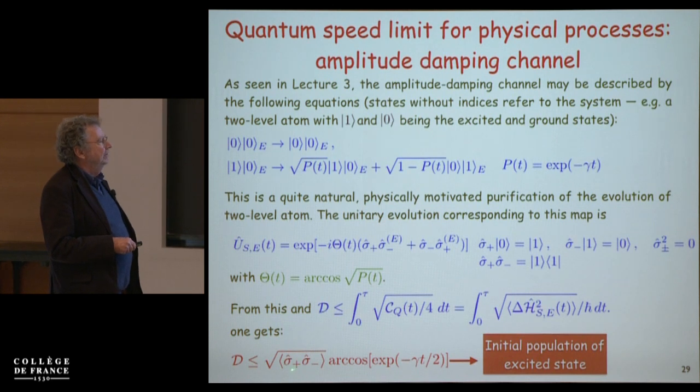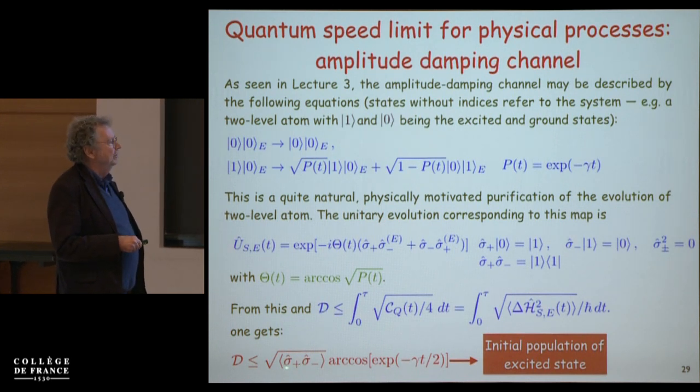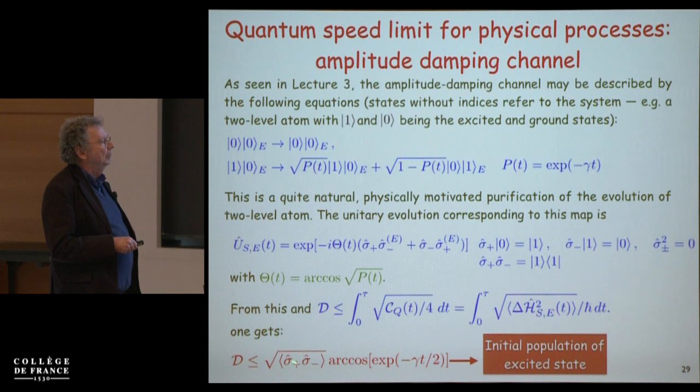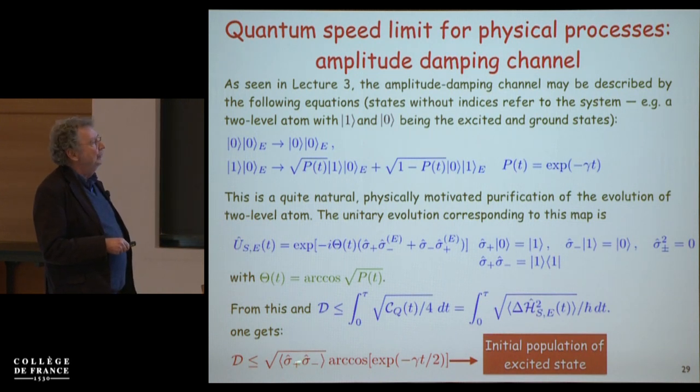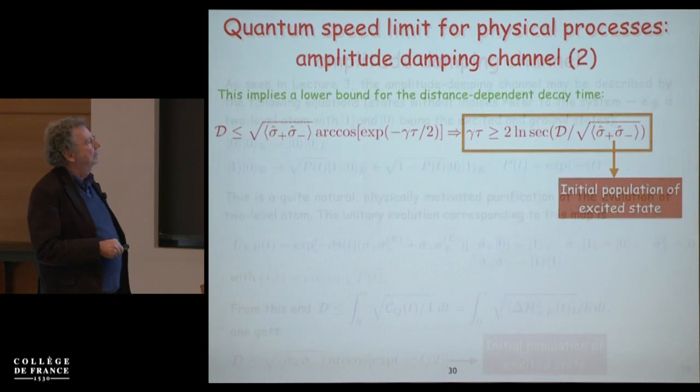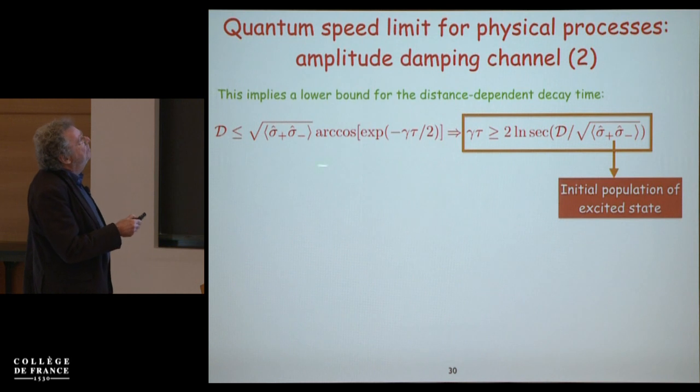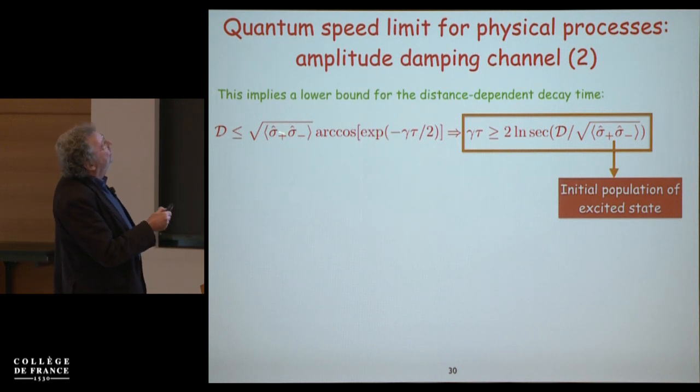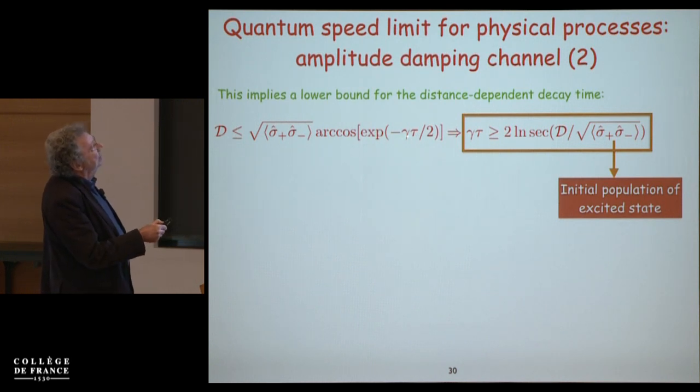Now, this quantity here is just the initial population of the excited state. It depends on the initial population of the excited state, since this is the projector on the excited state. Okay? Now, I repeat this expression here, and you see I can invert this expression by expressing time with respect to d. So we then get this relation.